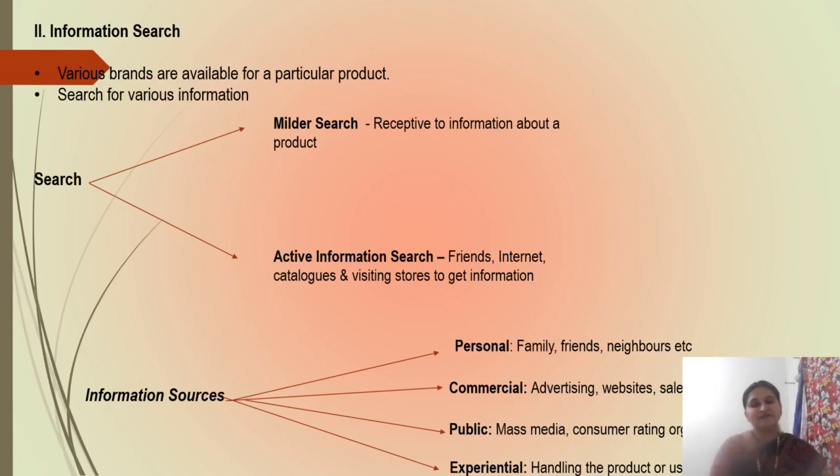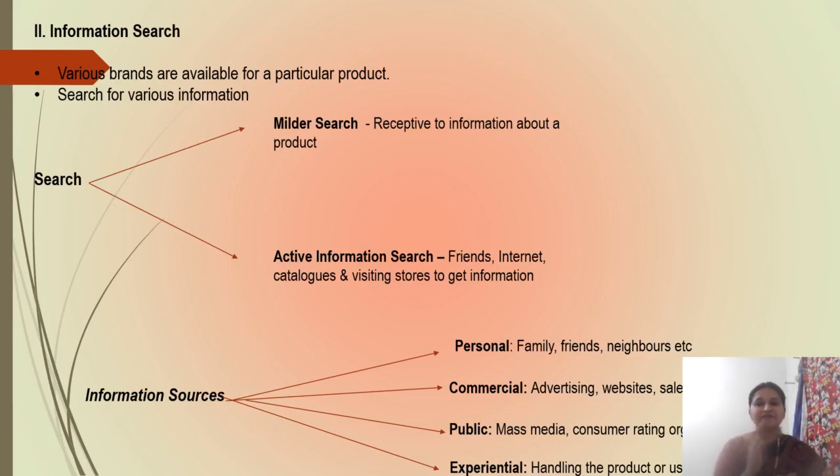The second one is active information search, and in this stage the individual actively collects information about the brand or the product by contacting his friends, browsing the net, getting catalogs from the showroom, and visiting stores to get more information about the product. Regarding the sources of information, there are four sources through which an individual can collect information about the brand: personal source, commercial source, public source, and experiential source.